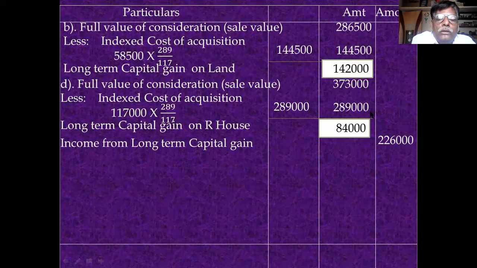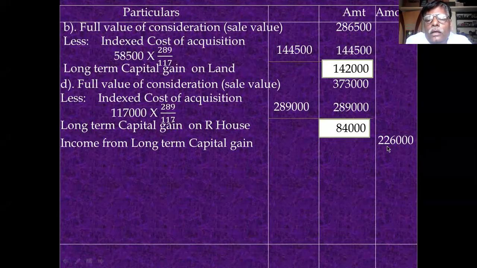So income from long-term capital gain is a total of 2,26,000. In this way, you calculate. If there is a loss in long-term capital gain, you adjust it in the long-term capital gain. So the first head is long-term capital gains. In the first head, you calculate the gain or loss on all the long-term assets.